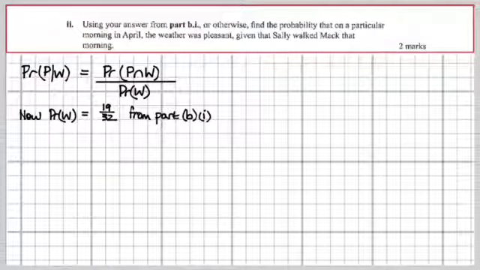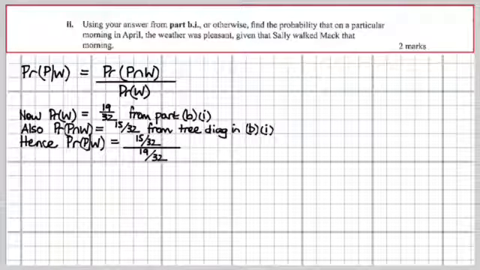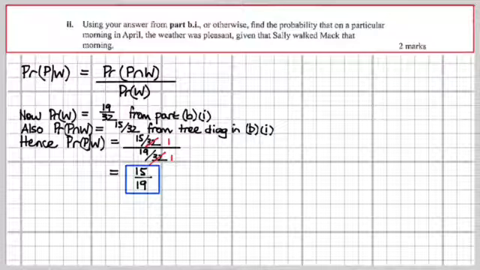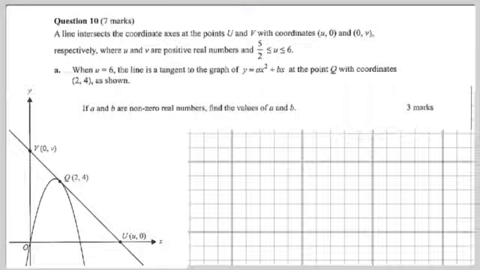That's right, the probability that she walked was 19 out of 32 from part B1, and also the probability that she was pleasant and she walked was the very, very top twig of our tree diagram on the previous screen. And that was 15 out of 32, so we can just plug and play into our formula, and we get that. The 32s will cancel out, and the answer is going to be 15 out of 19, guys. Fantastic. Okay, question 10, last question.